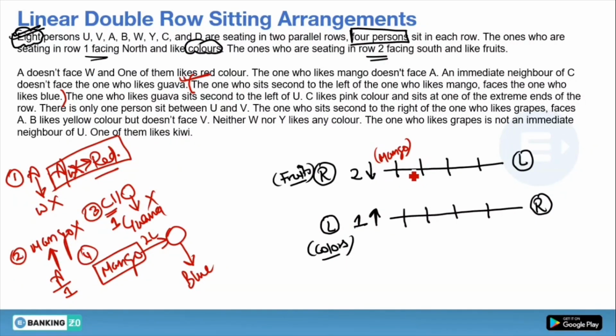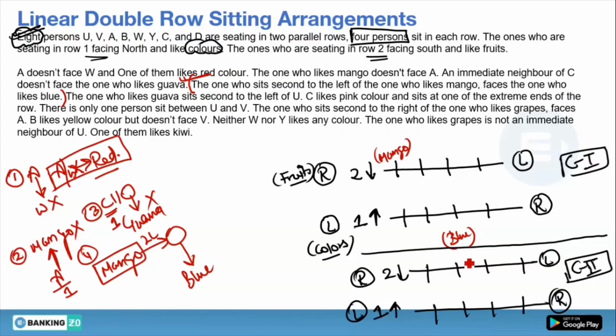Okay, from mango, second left will be the person who is facing blue. So blue will come here. This is the hint given to us, but it is not sure that mango will come here only. Mango can come on this point also, so we have to make another possibility and start solving our question. So let's make another possibility then.